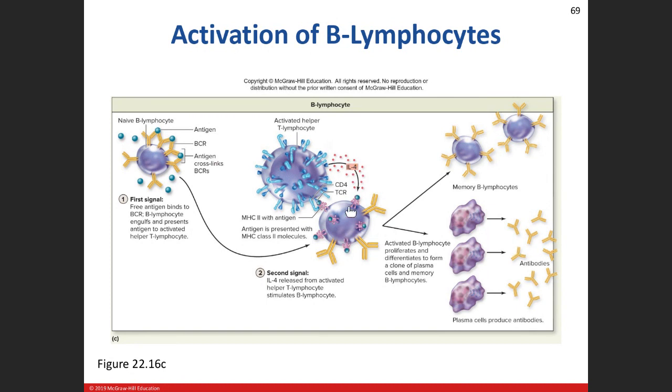So once we activate our B lymphocyte, it's going to clone itself. It's going to make a lot of copies of itself. Some of those clones will be memory B cells. Most will become plasma cells, and the plasma cells make antibodies. And so today, we're going to talk about all the stuff that antibodies do. You're going to become so sick and tired of antibodies.